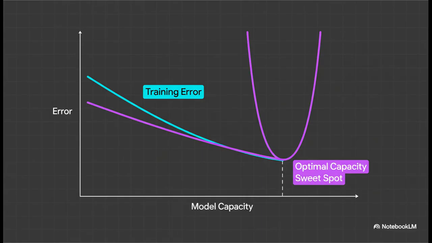Okay, this graph you're looking at is honestly one of the most important charts in all of machine learning. See that cyan line? That's our training error. As we increase the model's capacity, make it more complex, the training error just keeps going down and down and down. That makes sense. But now look at the purple line, the generalization error. It goes down at first, but then it hits this minimum point. That's our sweet spot. And then it starts to climb back up. That climbing part, that's overfitting, right there in action.